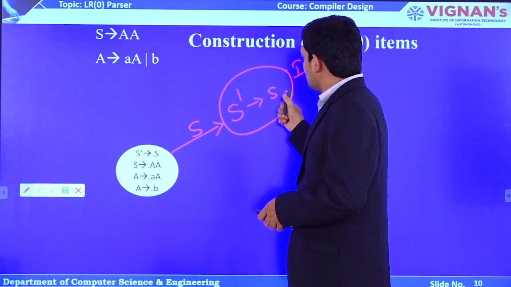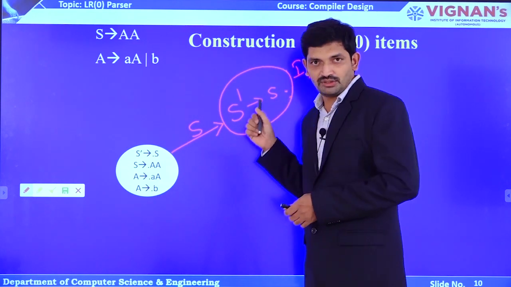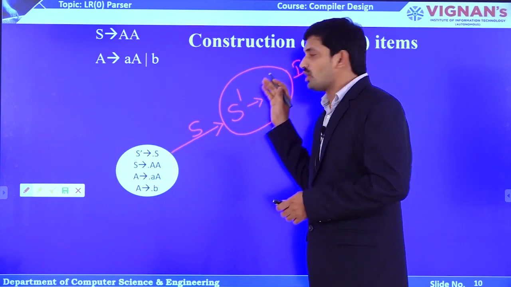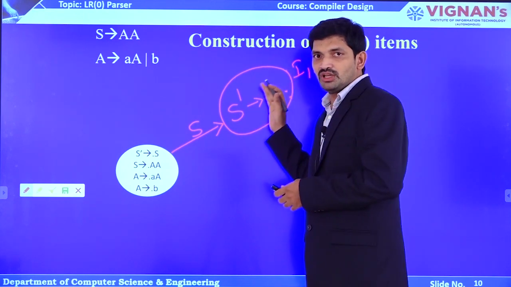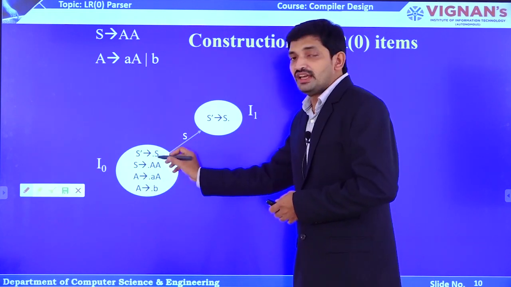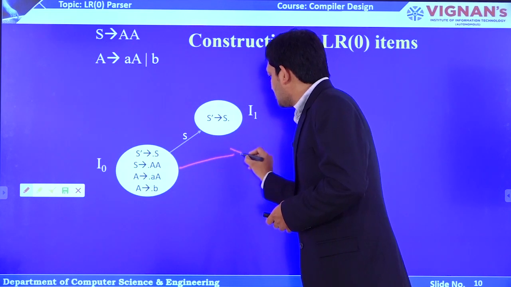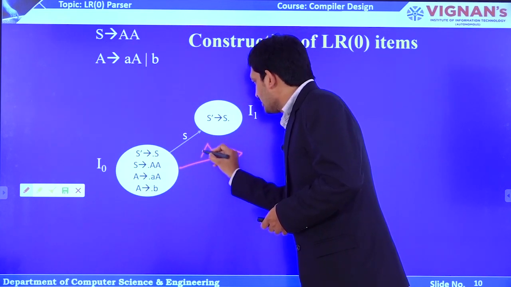You can see the dot has reached the extreme right on the right-hand side of the production, so we cannot move the dot symbol any further. Come to the second one. The second production is S tends to dot AA. So I have to apply the goto operation on capital A.